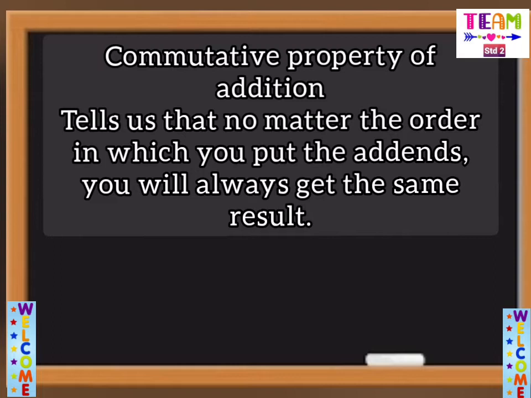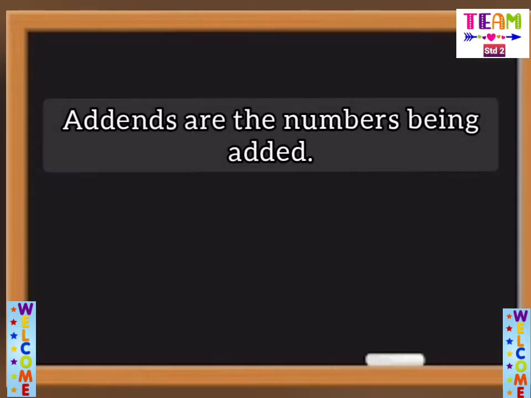So what is the commutative property? It tells us that no matter the order in which you put the addends, you will always get the same result. The result of an addition is always the same. That is when you have to solve a problem. So what are addends? Addends are the numbers being added.